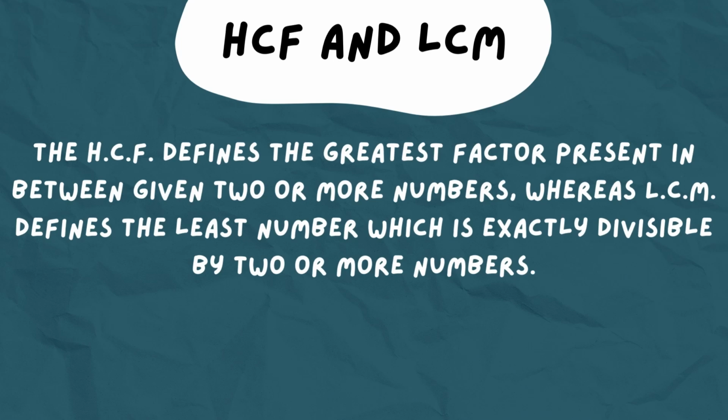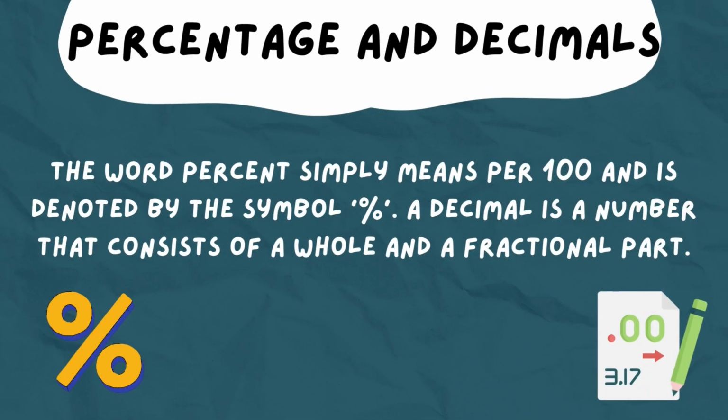HCF and LCM. The HCF defines the greatest factor present in between given 2 or more numbers, whereas LCM defines the least number which is exactly divisible by 2 or more numbers. Percentage and decimals. The word percent simply means per hundred, and a decimal is a number that consists of a whole and a fractional part.